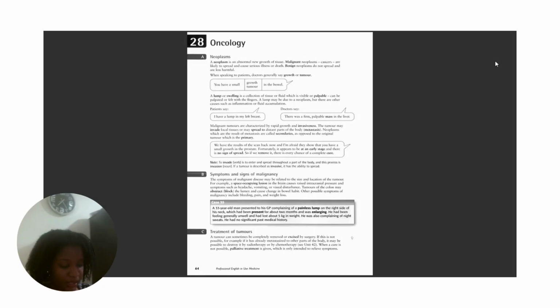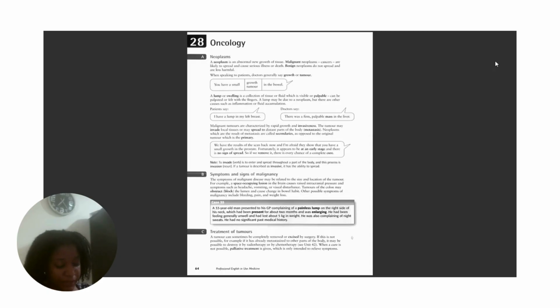We have the results of the scan back now, and I'm afraid they show that you have a small growth in the prostate. Fortunately, it appears to be an early stage and there is no sign of spread. So if we remove it, there is a very good chance of a complete cure. Note: the verb invade is to enter and spread throughout a part of the body, and this process is known as invasion. If a tumor is described as invasive, it has the ability to spread.